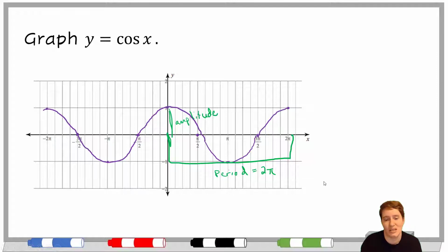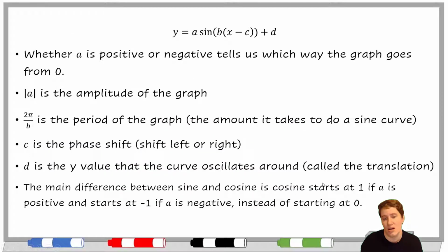Now, the way we can tell what transformations are happening is by looking at the equation. I have a formula up here at the top where A, B, C, and D represent numbers. Typically you won't have all of these at the same time, or at least not at first. You'll start off with one of these happening, then maybe two things happening, and it just gets more complicated as you go. So I've listed here what each of these things tells us.